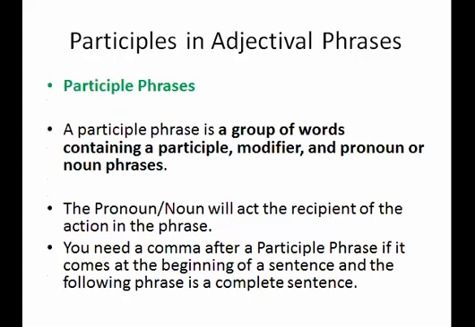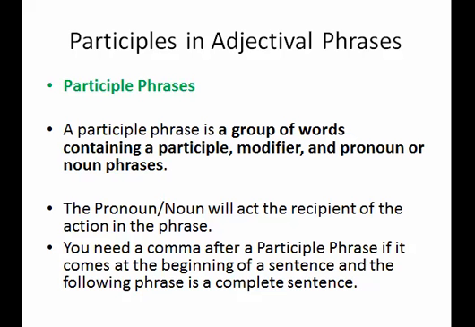Participles as adjectival phrases. We are now on the last chunk of our lesson, but a very important portion. A participle phrase is a group of words containing a participle, modifier, and pronoun or noun phrase. The pronoun or noun will act as the recipient, that is, the receiver of the action in the phrase, the object of the sentence, of the phrase.